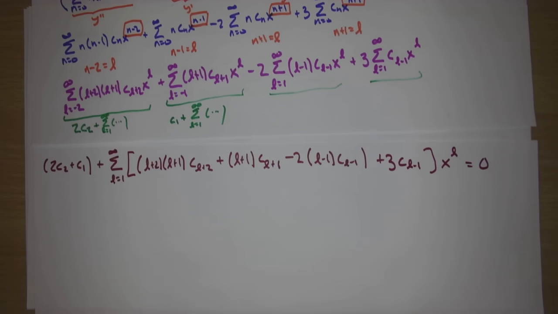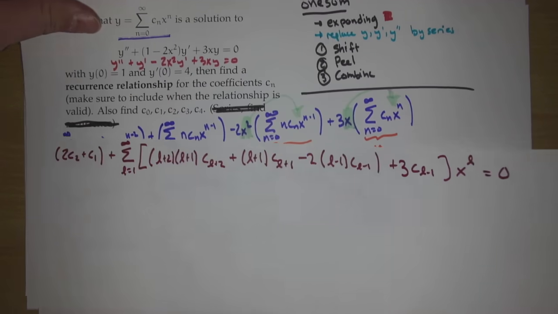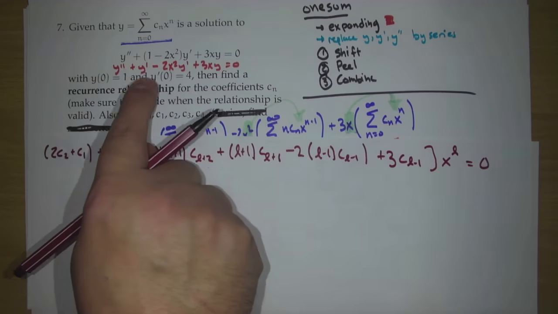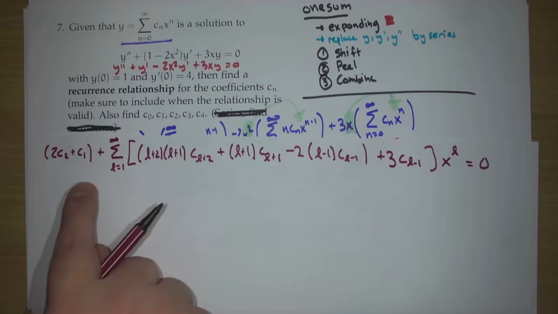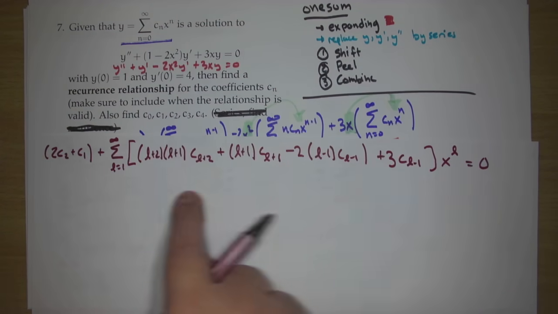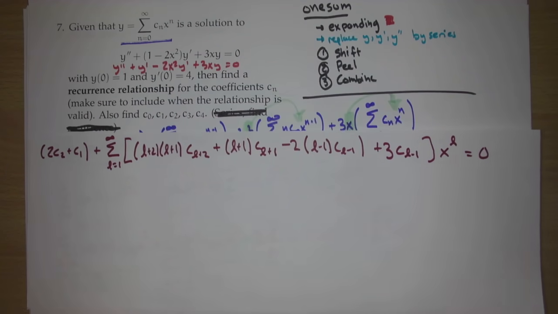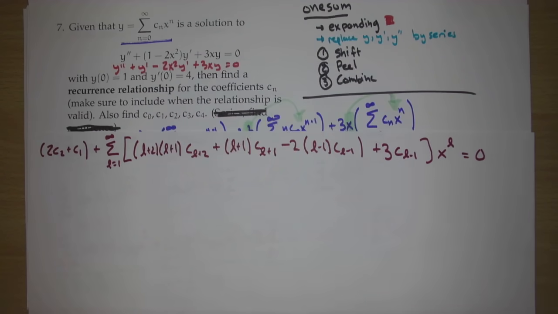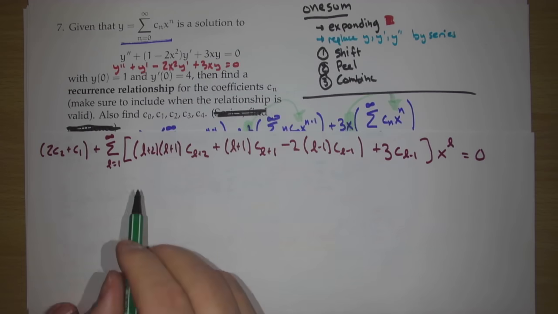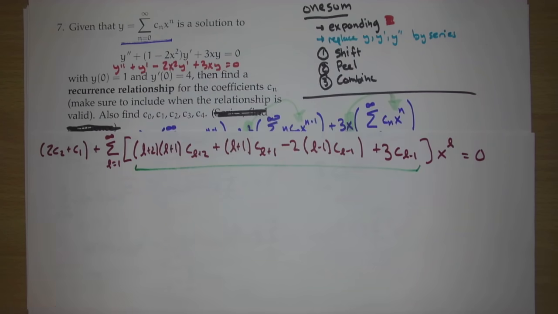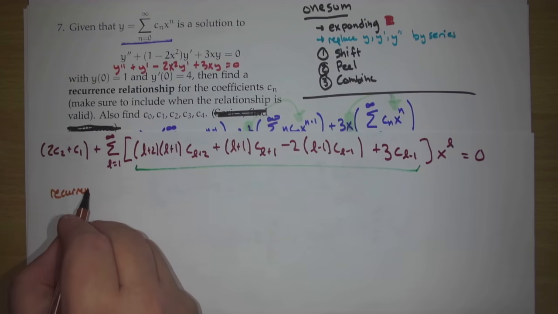And if you're wondering where does equal 0 come from, this is the y double prime plus y prime minus 2x squared y prime plus 3xy. That's this expression if you plug in y as your sum. And that equals 0. Okay, so how do you find the recurrence relationship? Well, you go into your sum. It's that piece. That's the recurrence relationship. So we'll write it down, our recurrence relationship. It's a big one.